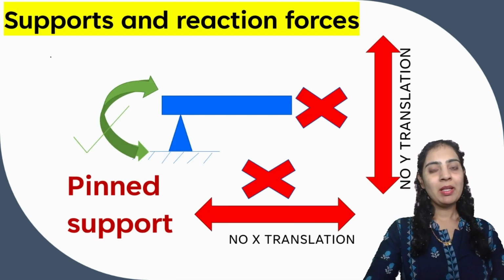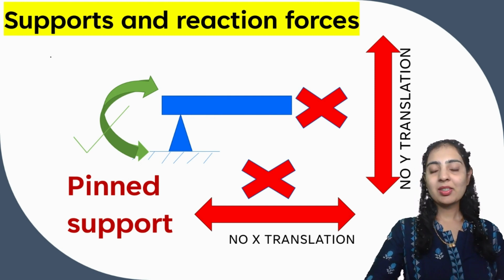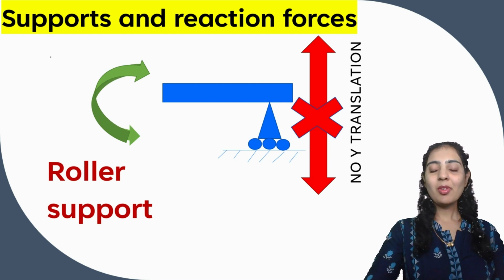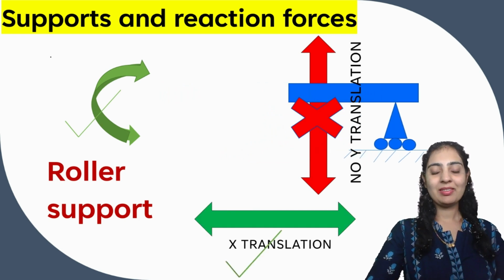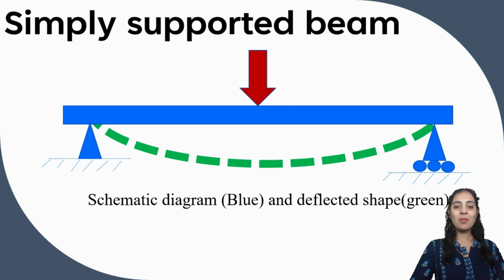Then, one end is a pin support. Pin support allows the member to rotate, but it does not allow any translation. That is, no X translation and no Y translation. And the other end is a roller support. Roller support allows the member to rotate, and it does not allow Y translation, but this roller allows X translation. Therefore, for this support, a vertical load is applied at the center, and the deflected shape will be like this, shown in the green color.